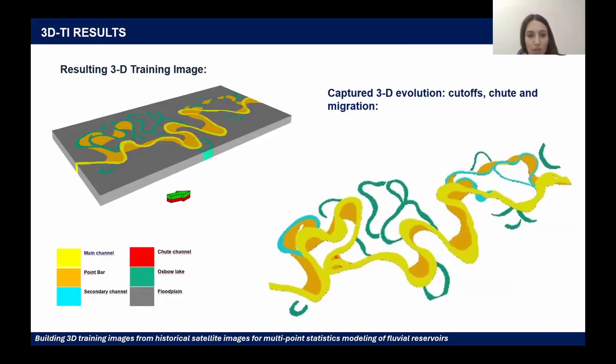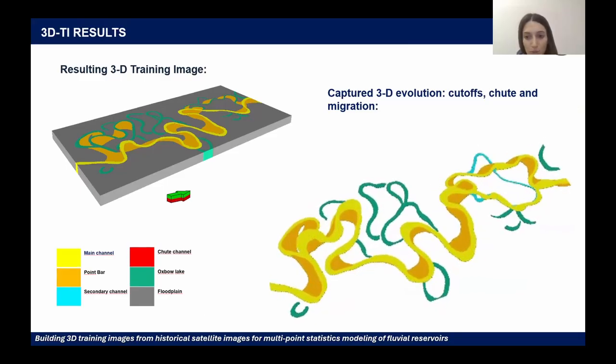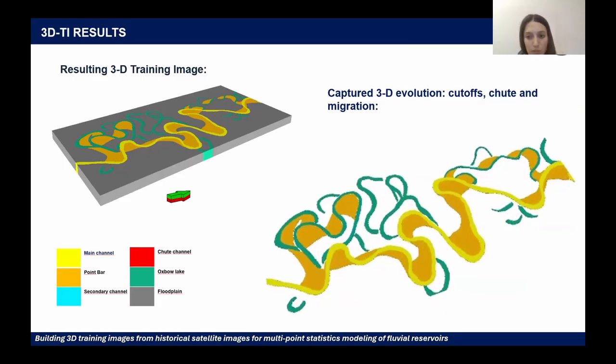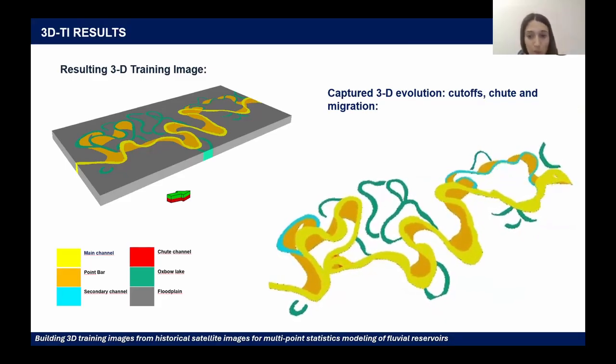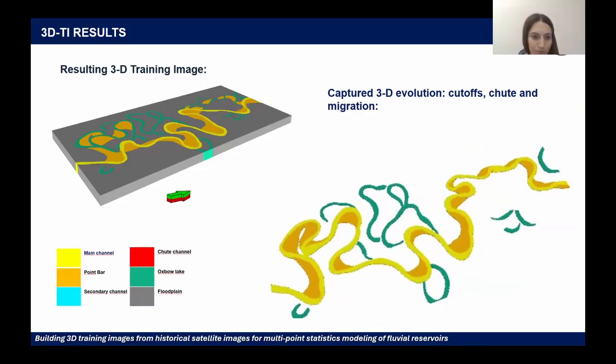So this is the resulting three-dimensional training image. And you can also see the animation that shows the temporal evolution of the fluvial system, capturing meander translation and rotation, associated bar accretion and bank erosion, neck cutoffs to channel formation, and channel avulsion.